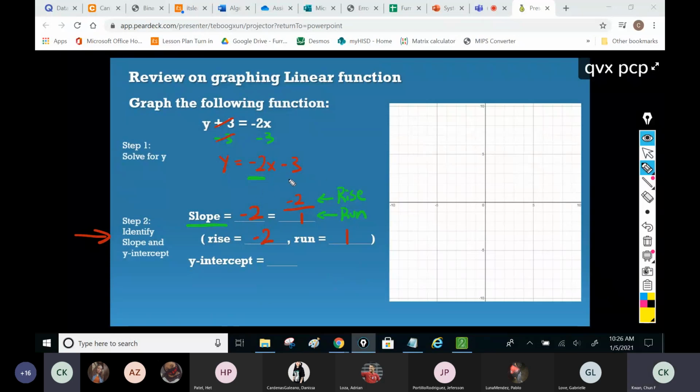And then the other number that we care about is negative 3. This is the y-intercept. The y-intercept is where the line crosses the y-axis. And in this case, it crosses the y-axis at negative 3.